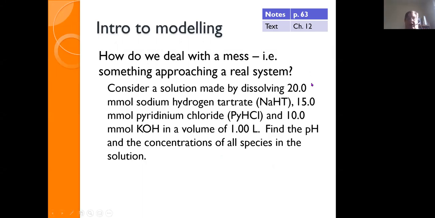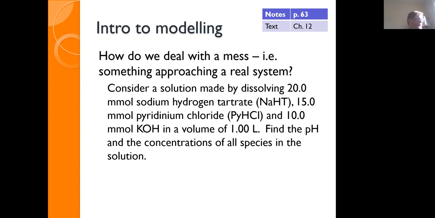We have 20 millimoles of sodium hydrogen tartrate. Sodium hydrogen tartrate is an amphiprotic species. It's got a hydrogen that it can lose as an acid, but can also replace this sodium with another hydrogen to become tartaric acid. We have 15 millimoles of pyridinium chloride. Pyridinium chloride is the conjugate acid of pyridine, so this is a weak acid. And then 10 millimoles of KOH. Well, that's a strong base, and it's all diluted to 1 liter. And we're asked to find the pH and the concentrations of all the species in solution.